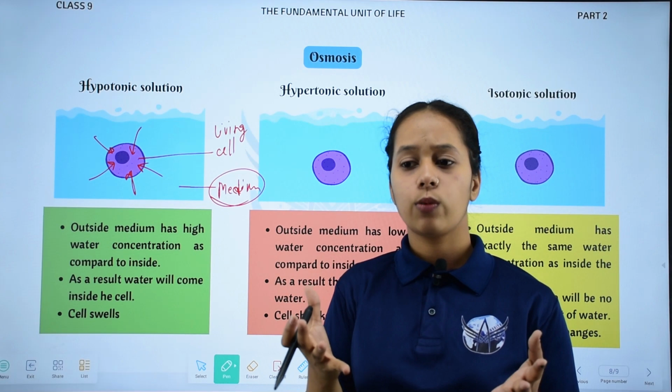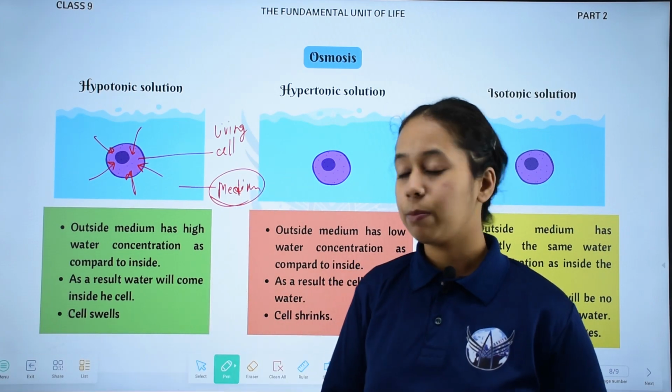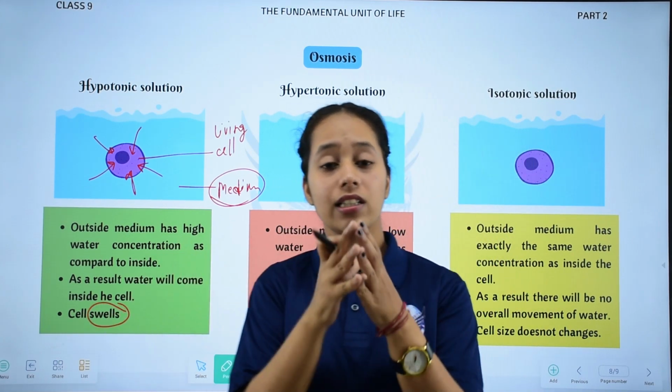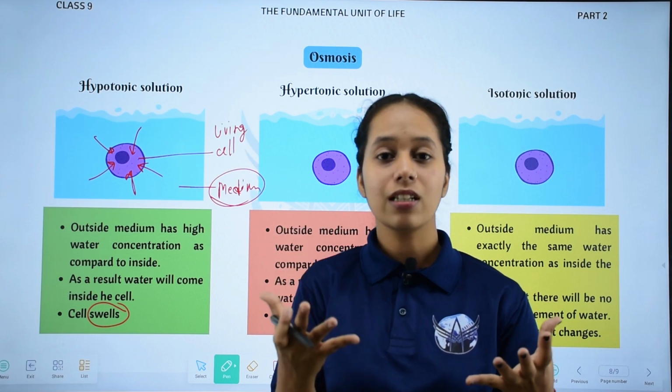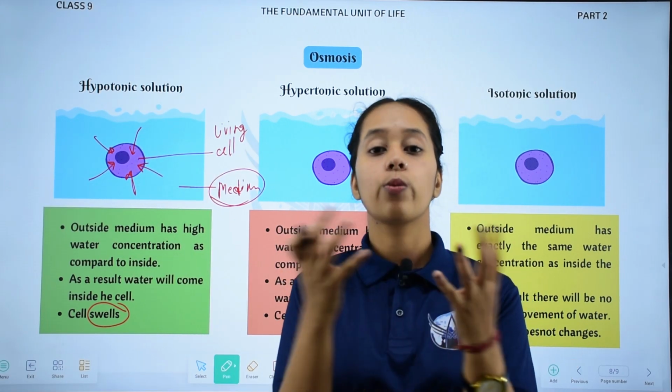What will happen when water moves from outside the cell to inside the cell? When that happens, the cell will swell. The cell will swell because water is moving from outside the cell to inside the cell. So obviously the cell will swell.